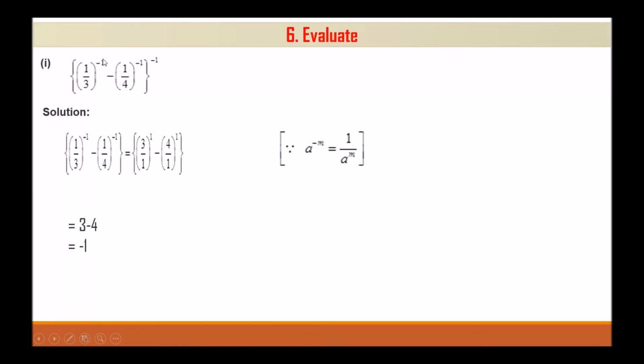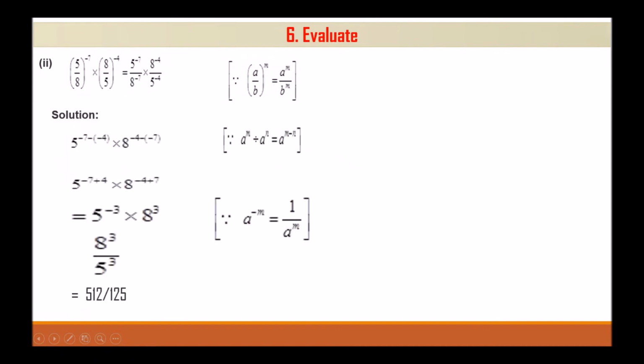Sixth question, (1 upon 3 raised to minus 1 minus 1 upon 4 raised to minus 1) whole bracket raised to minus 1. To remove the minus in the exponent, we will do the reciprocal. So 3 upon 1 raised to 1 minus 4 upon 1 raised to 1. That is 3 minus 4, which is minus 1.